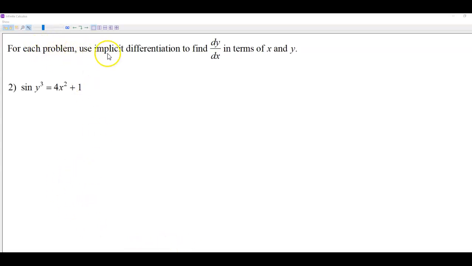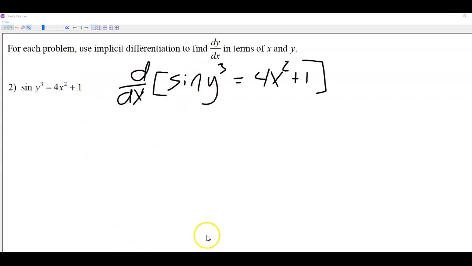It's asking us to use implicit differentiation to find the derivative in terms of x and y. So first thing we're going to do is set it up like this. This is how you begin whenever you do an implicit derivative. Something you'll want to keep in mind is this is actually in parentheses here, so we have a chain rule that we're going to be applying here. The outside function is a sine function, and the inside function is the y cubed function there.